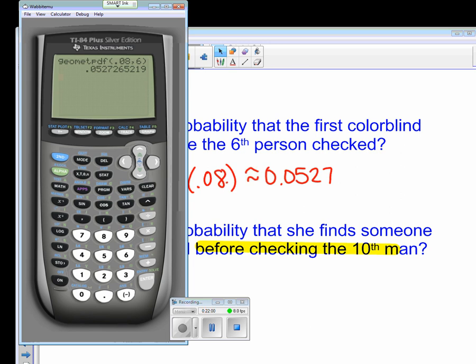Now, when we come down here to the bottom, this last question where we're going to have to add a bunch of things together, what is that? That's going to be a CDF. That's a cumulative density function. Our probability of success is still 0.08. What's our x value here? 9. Very good. It is not 10 because it's before the 10th person. And you should get the same, or you don't even know what the answer was before, but 0.5278.